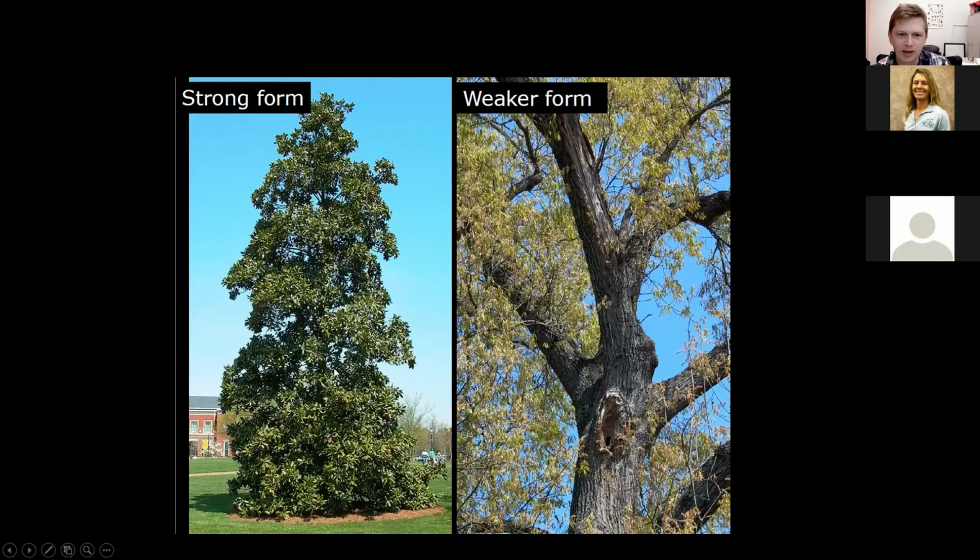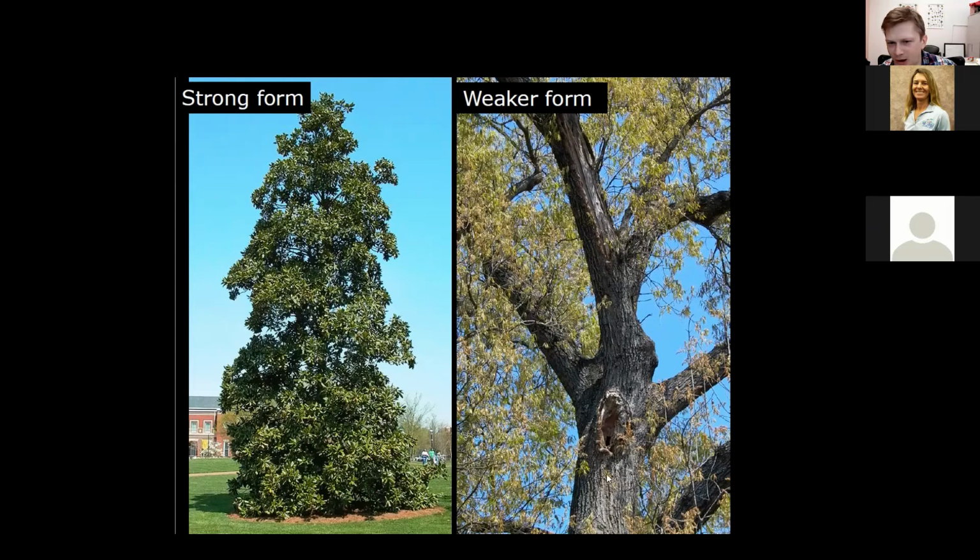Some other examples around here that have this form are cypresses. Cypresses tend to do this. A lot of the podocarpuses will do that quite a bit. So it's something to keep in mind, that some trees have more resistance based on their physiology than others, and this is one of them.